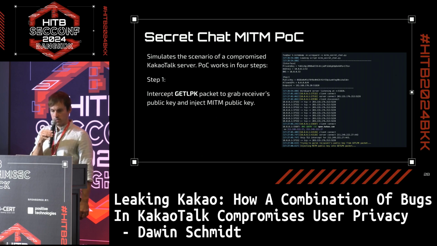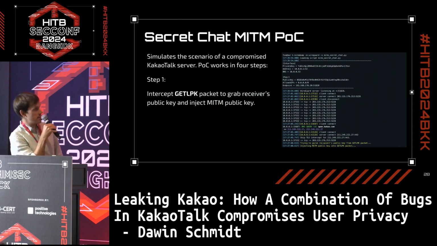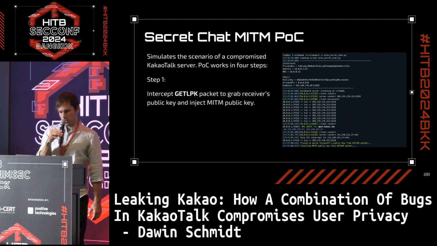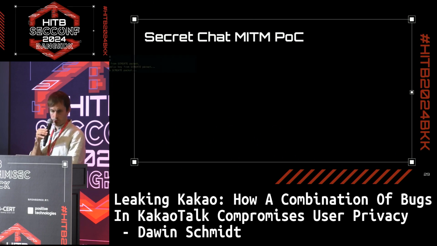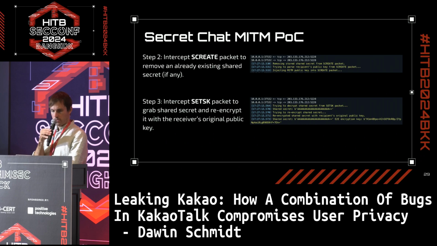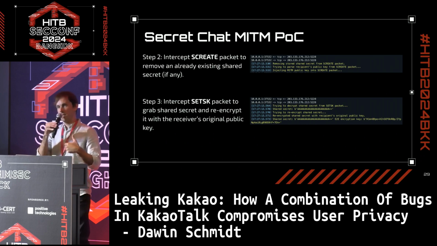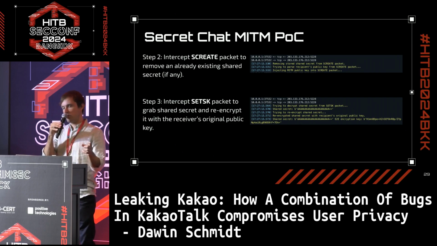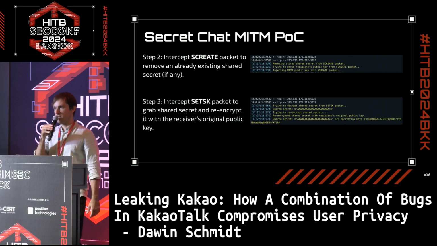The POC works in 4 steps. You see it at the bottom of the screenshot. The first thing I do here is to man-in-the-middle the traffic with a man-in-the-middle proxy, and inject my own man-in-the-middle public key. Classic man-in-the-middle attack. Next, I'm trying to remove any previously exchanged shared secret just by dropping this message. Then the sender would use my man-in-the-middle public key to encrypt the shared secret and send it over. Since it's encrypted with my public key, I can grab the secret, decrypt it, and re-encrypt the same message with the receiver's public key.